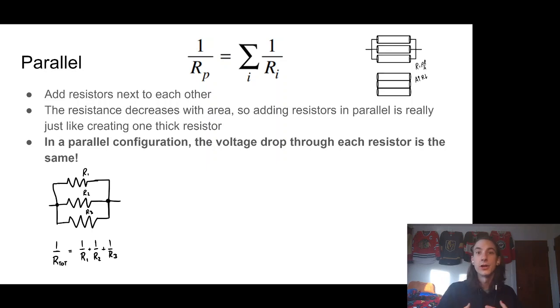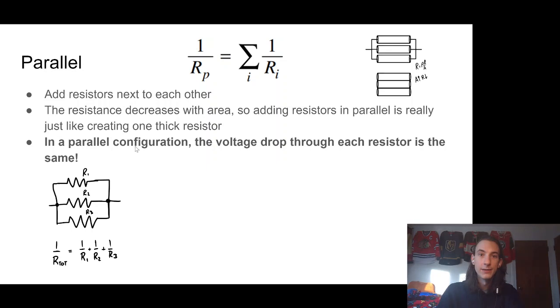We're giving the current this branching path. So there we go. The resistance decreases with area, so adding resistors in parallel is really just like creating one thick resistor. And one thing that we can say is in a parallel configuration, the voltage drop through each resistor is the same. So if we think about having a battery here, by the time we get to the end of each resistor, we have to be at the same voltage as the zero terminal on our battery.